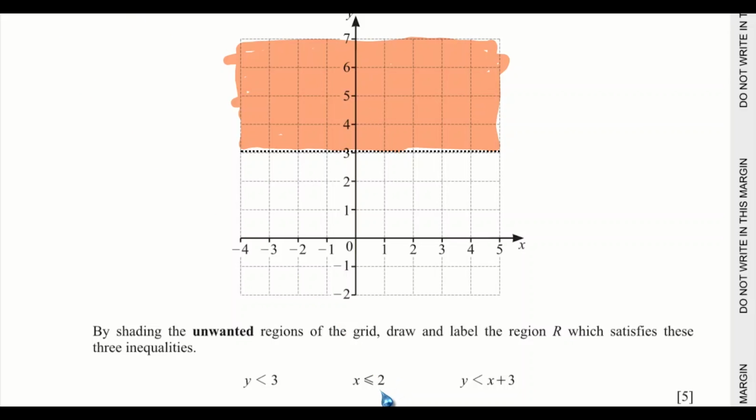Okay, so the second one is x less than or equals 2. Since there's an equality sign here, we need to make use of a thick line. So this is x equals 2. You can just take it from here like this. Let's take it again. So this is x equals 2. The unwanted area, since x is less than or equals to 2, will be this side from here like this. Let's take it gently.